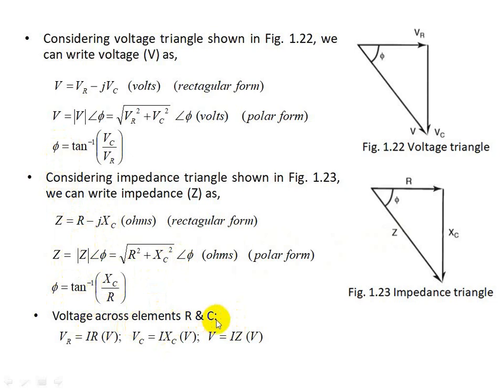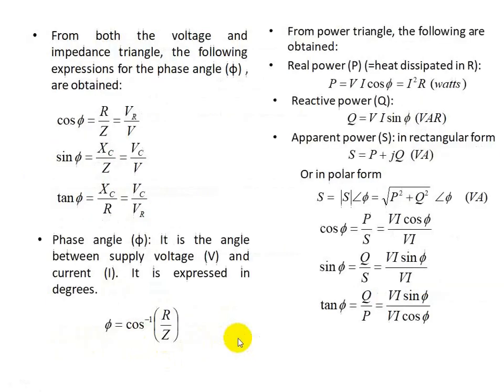Now the voltage across elements R and C. The voltage across resistance R is VR, which is the product of I into R. The voltage across capacitance is VC, the product of I into XC. The total supply voltage will be equal to I into Z, where Z is the total impedance of the circuit. Again, from the voltage triangle and impedance triangle, you can write the following equations: cos phi is R by Z, which is also equal to VR by V, and sin phi is XC by Z from the impedance triangle. From the voltage triangle, it is VC by V.